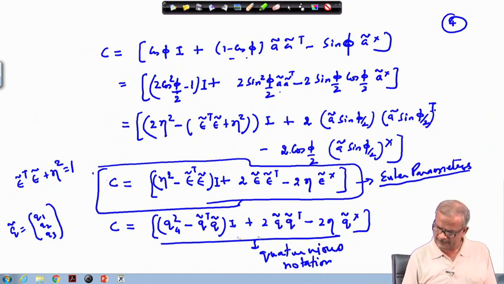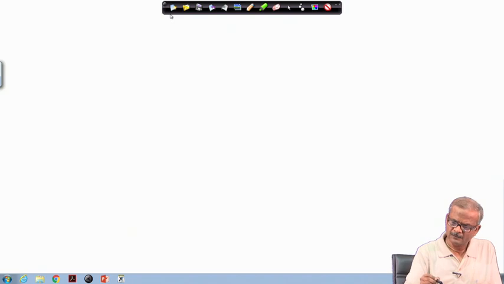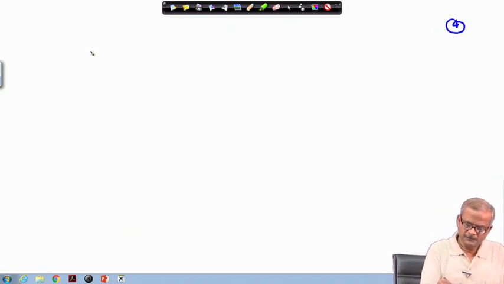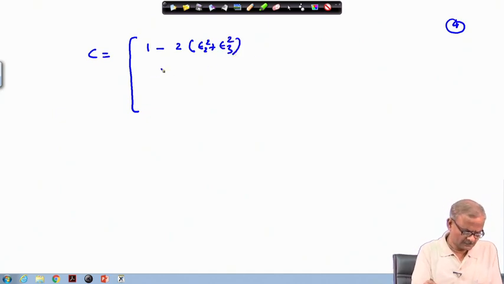Now, if we break them and merge into a single matrix, here they are the different terms. If we merge them together, C will look like 1 minus 2, 3 square. I will show you at least a few calculations of this, that indeed this is true.